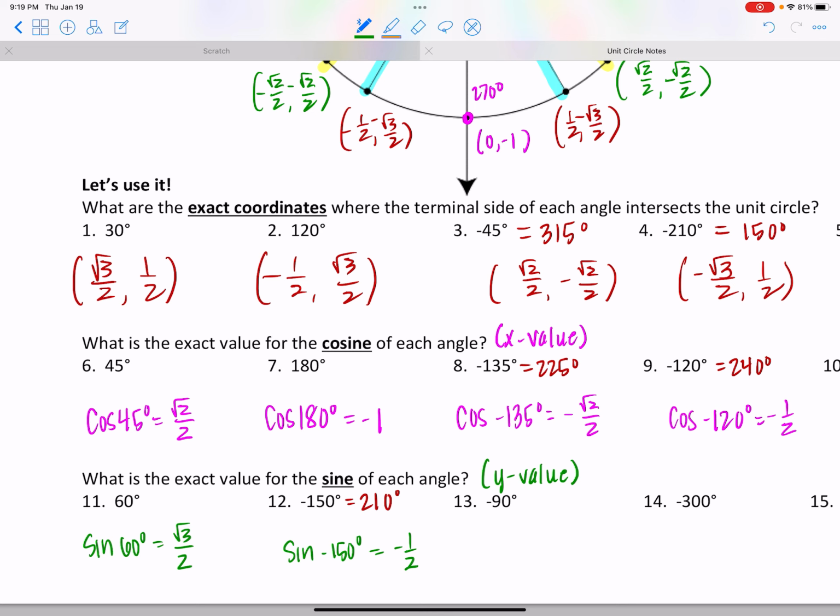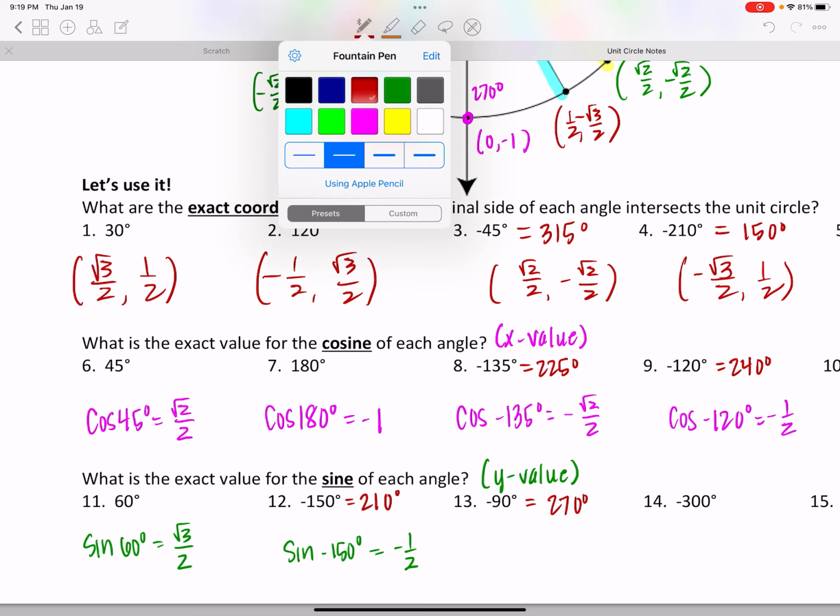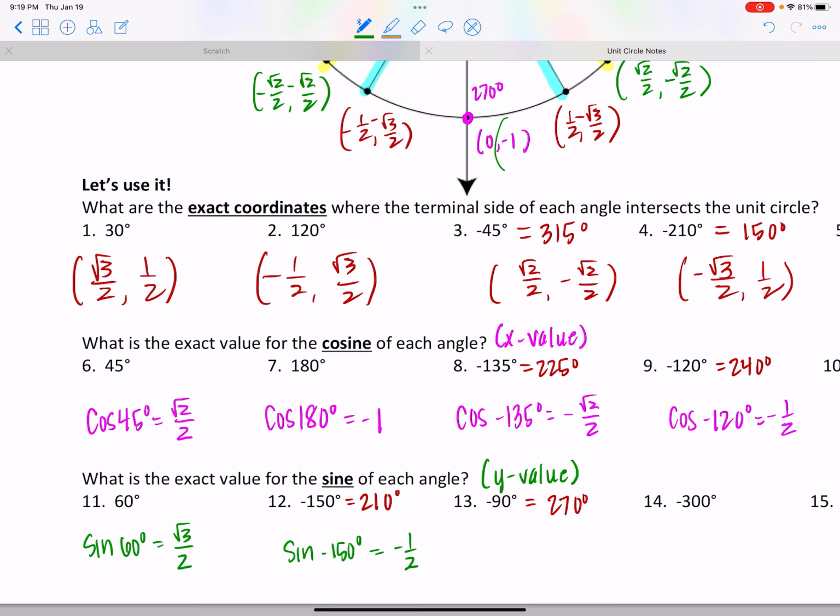Negative 90 degrees, coterminal to that. Add 360 is going to be, what, 270? That's a quadrantal angle. Negative 90 degrees landing at 270. Again, the sine is what we're looking for. That's the y value in that coordinate at 270, and that's going to be a negative 1. So we would say that the sine for negative 90 degrees is a negative 1.